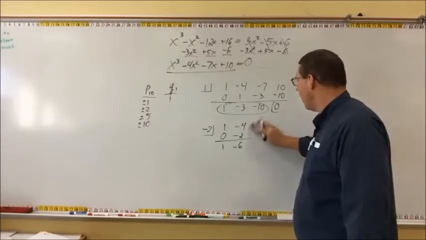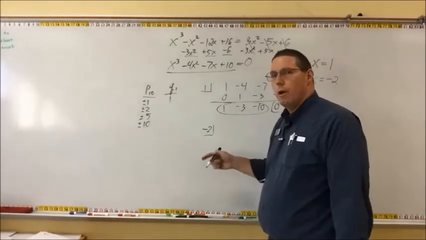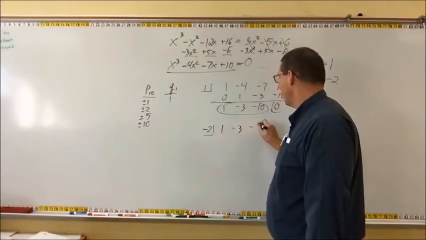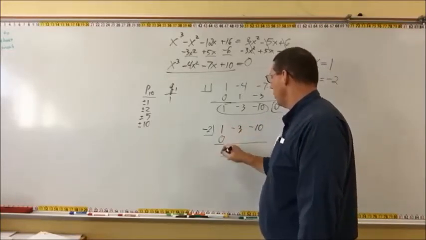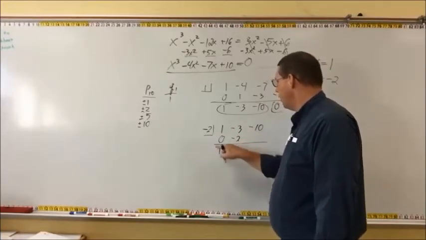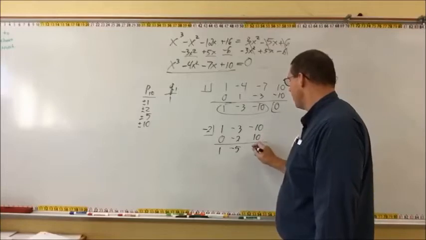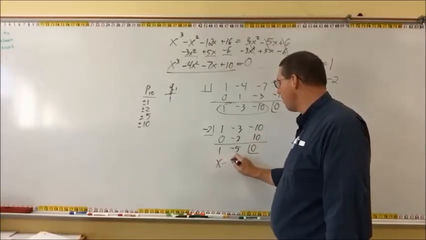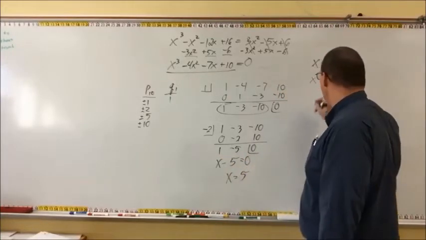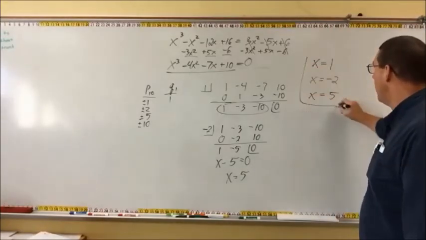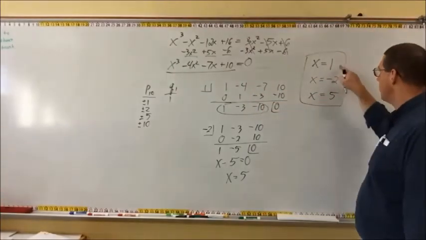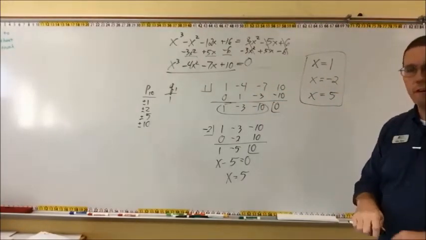Oh, by the way, I should have done all this on 1, -3, and -10. Okay, so 1, -3, and -10 in that case would have given me 0. 1 plus 0 is 1, times -2 is -2, -2 plus -3 is -5, -5 times -2 is +10, -10 plus 10 is 0. And what that now gives me here is x minus 5, and if I set that equal to 0 and solve, I get x equals 5. Or you can just keep doing synthetic division. But because this is a third power polynomial, there can be up to 3 answers, and here are the 3 answers: 1, -2, and 5.